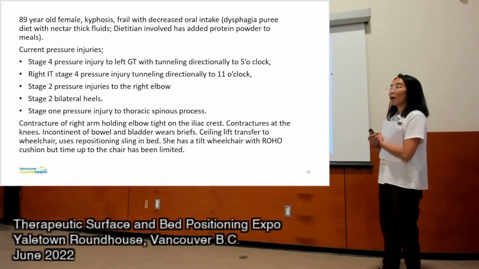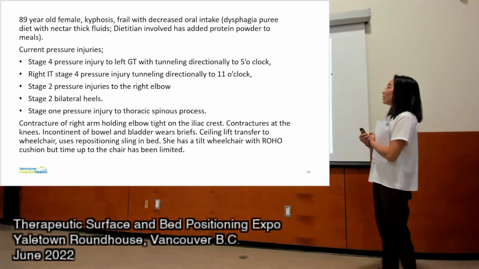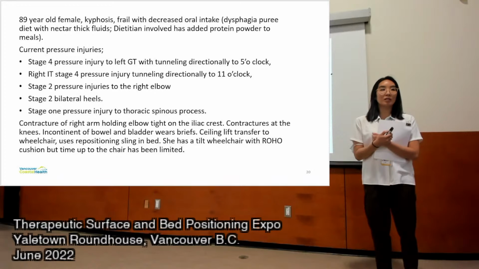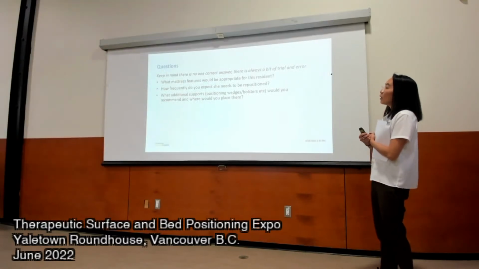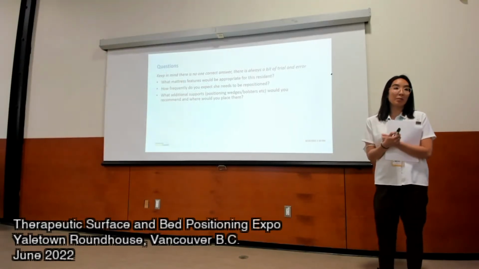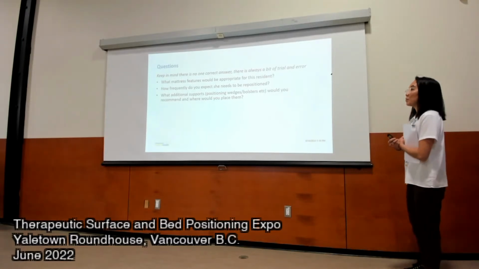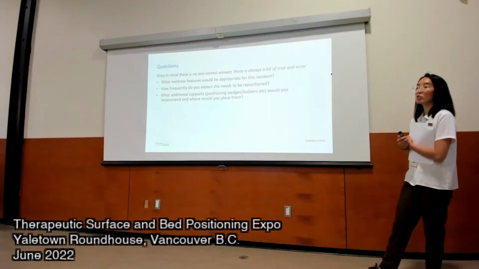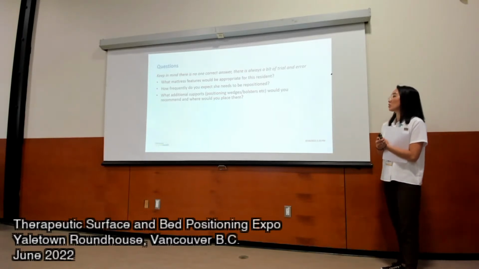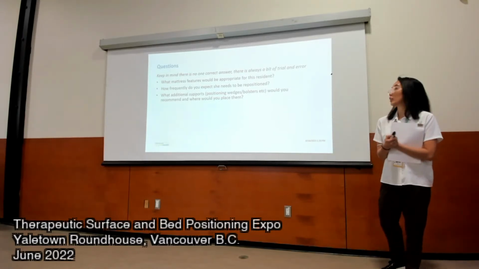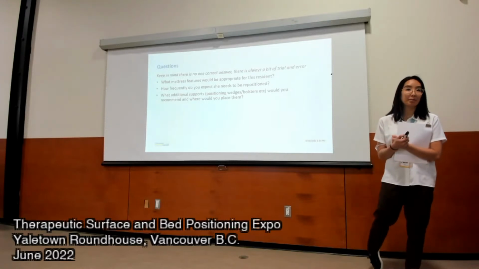So considering all of this and where the wounds are, as you're going through all the different tables, consider what mattress features might be appropriate for this resident, how frequently she needs to be repositioned, and what additional supports such as wedges, bolsters, etc. you would recommend for her. And where would you put her?